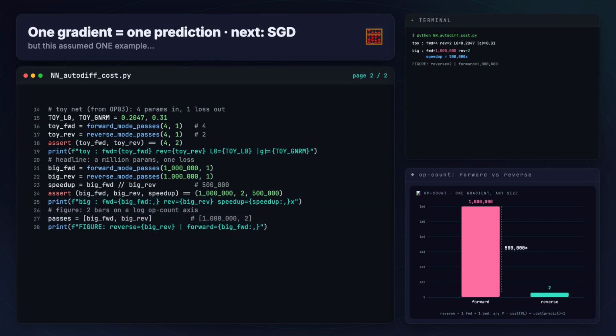So that's the free lunch, fully costed: one gradient for the price of one prediction, no matter the parameter count. But notice we did all of this for a single training example. One x, one loss. Real datasets have millions of examples, and you can't afford a full backward pass over all of them for every step. Next episode, Vanilla SGD, where we make the boldest gamble in optimization, estimate the gradient from one example at a time, and find out exactly how noisy that bet is.